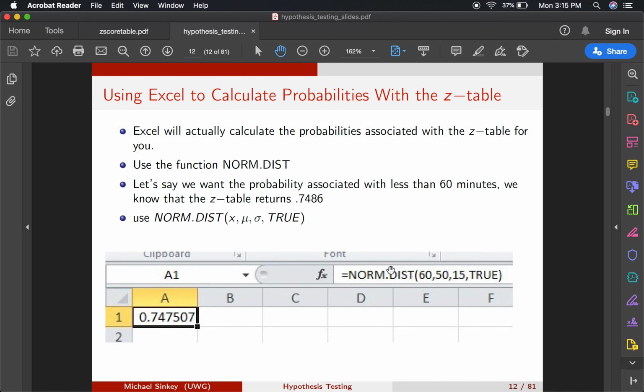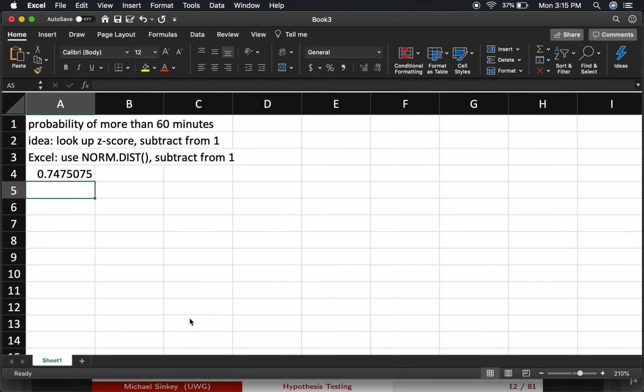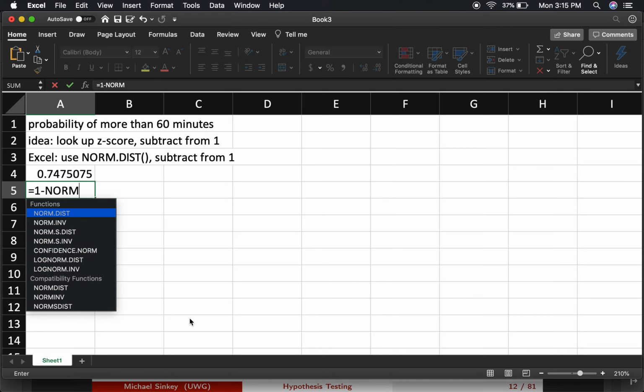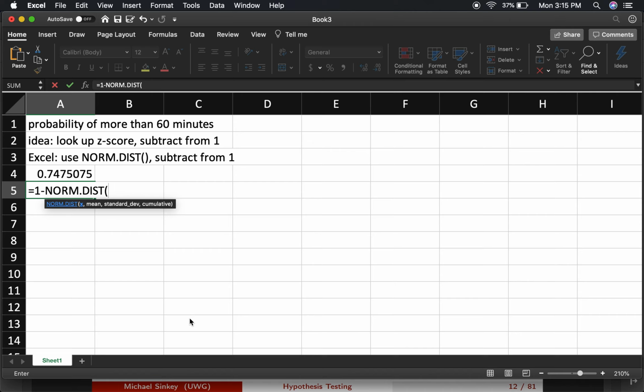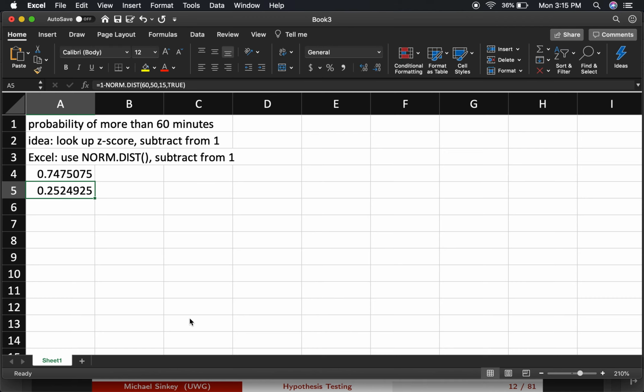So this is what we have here on this slide. What if I wanted to subtract from 1? I can type in equal 1 minus, and then I can just go back and do norm.dist 60, 50, 15, true, and I have 0.2525. This is the less than, this is the more than.